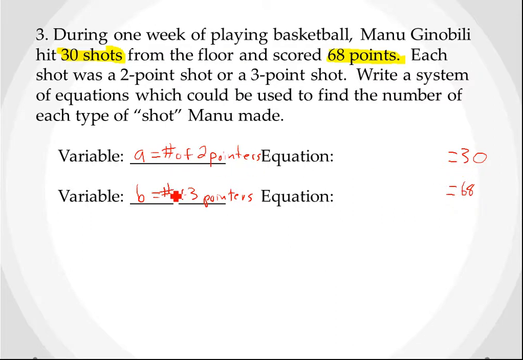All right, so 30 is just the number of shots. Well, this is number of shots, this is number of shots, so we're comparing the same thing on the left as on the right. Now, 68 is points, so if we're equaling points here, we have to have something with points here, and so we know that it's 2 points for each 2-pointer plus 3 points for each 3-pointer equals 68. That's all there is to it. That's it.